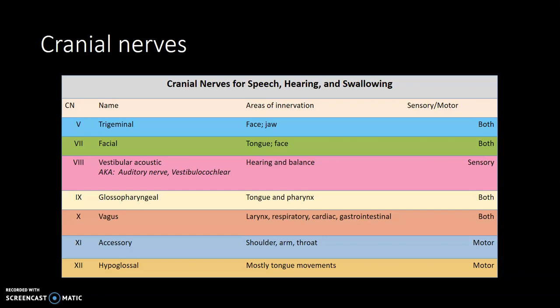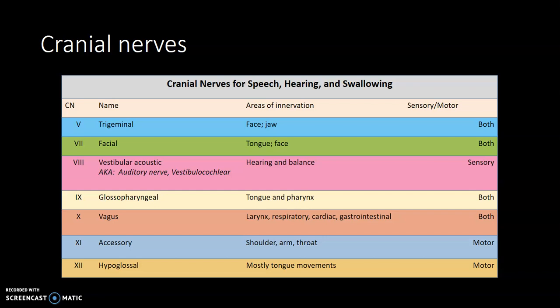So we have cranial nerve 5, the trigeminal, that innervates the face and the jaw, and it is the sensory and motor nerve. Then we have the facial nerve, cranial nerve 7, that innervates the tongue and the face as well. But remember, it's really going to be more of those sides of the face, where the cranial nerve 5 is going to be kind of the cheeks and the forehead.